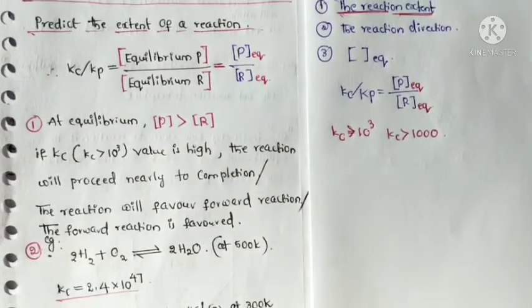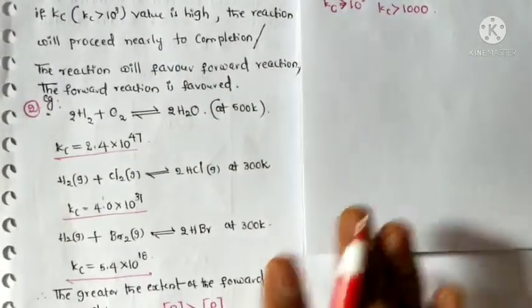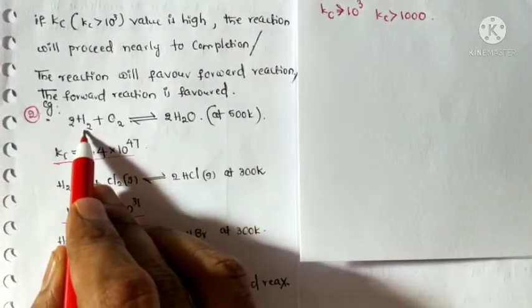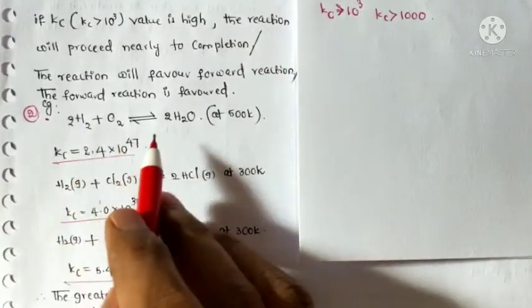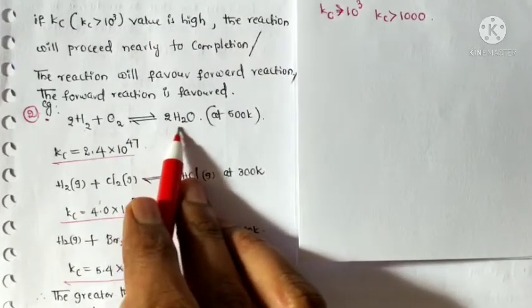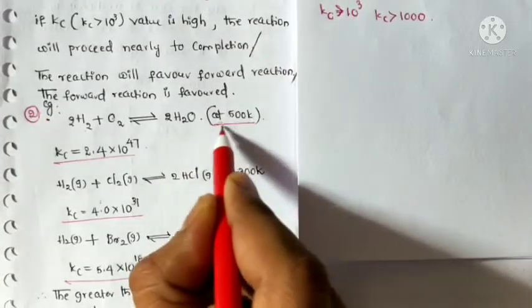Okay, so here three examples are given. 2 moles of hydrogen react with 1 mole of oxygen to form 2 moles of water molecules at a given temperature, which is very important.